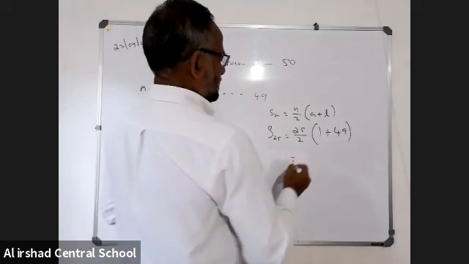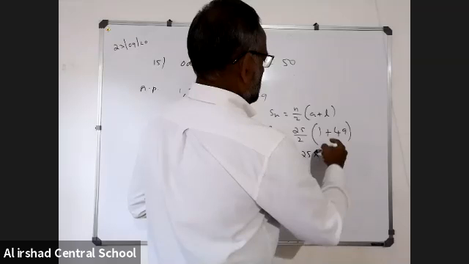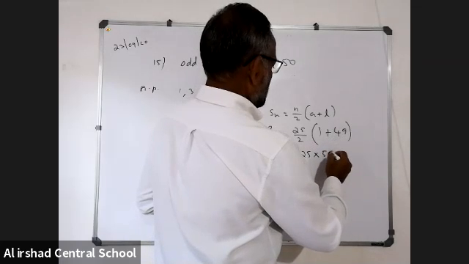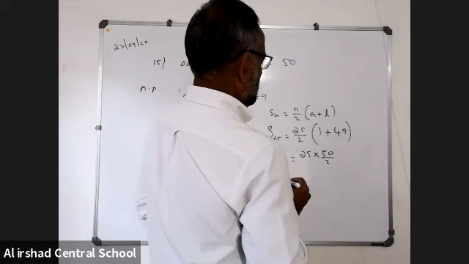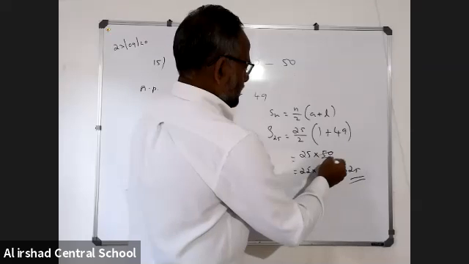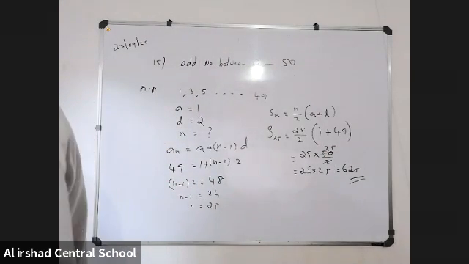What answer did you get for this one? 25 into 50 by 2. So 25 into 25, am I right? Yes, correct. What is 25 into 25? 625. Exactly correct, the answer is 625.